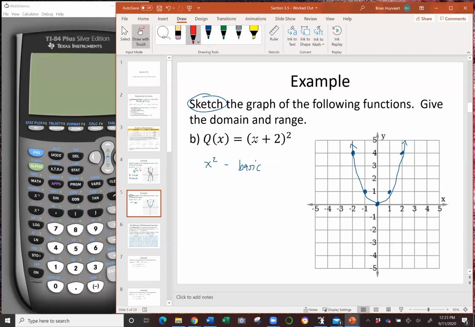The +2, remember inside the parentheses works a little bit backwards. So this actually means let's move left 2. So we can take all of our points and shift them over left 2, right? So we're just moving all of these points over. And if we connect those dots, we get the same shape as what we had in blue, but just shifted over a little bit. So these are things we've done before to get a sense of what's going to happen to our function.